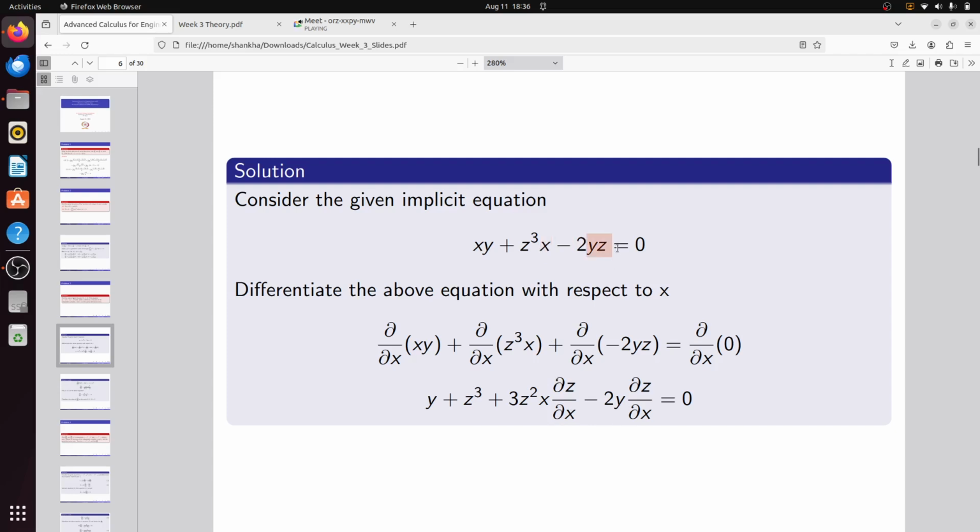Now y is independent of x, right? Because y and x are two independent variables. So what will be del y del x if you take it? It will be simply 0. So y plus z cube plus 3z square x del z del x minus 2y z minus 2y del z del x equals 0.